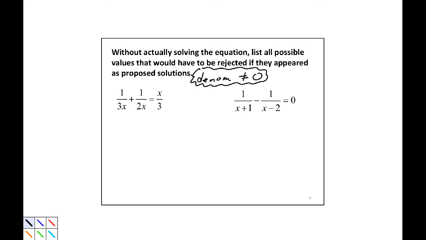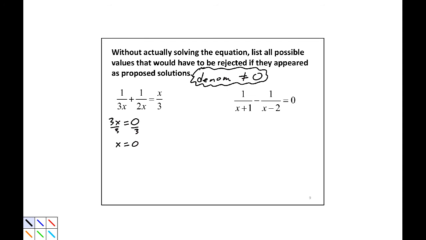So I want to look at each denominator in each of these two separate equations and make sure they are not 0. So for the first one, I'm going to say, okay, 3x can't be 0. Actually, rather, let's say, what if it is 0? Then what would cause it to be 0? Well, dividing by 3, that would mean that x equals 0. Okay, so this expression is undefined when x is 0.